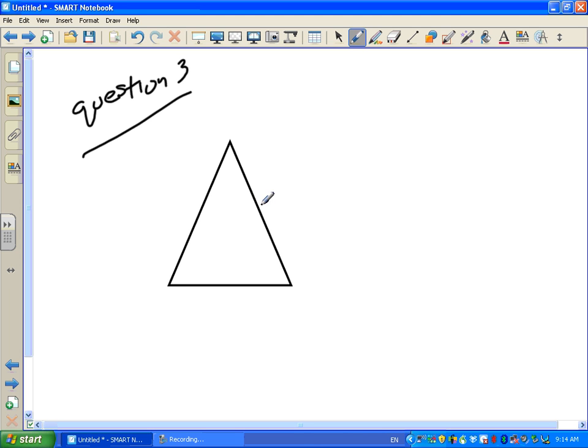Today's May 4th. We're going to go through our test review. So question 3 says a triangular garden has two equal sides of 3.6 meters, 3.6 meters long, and contained angle 80 degrees.